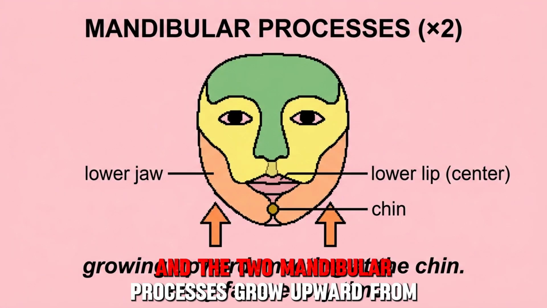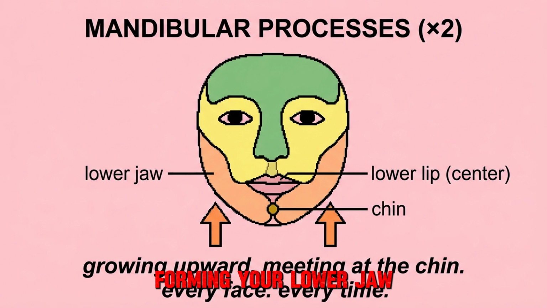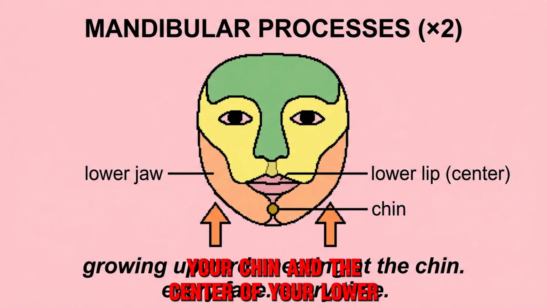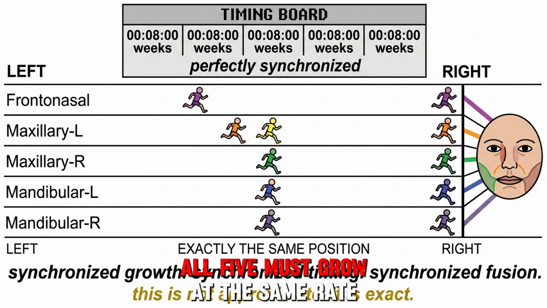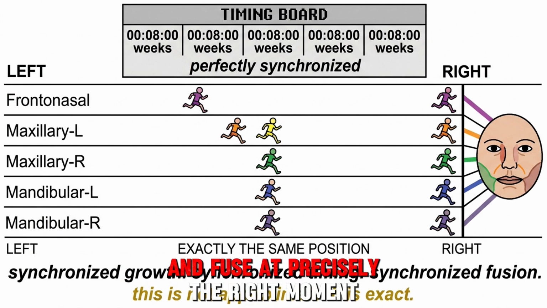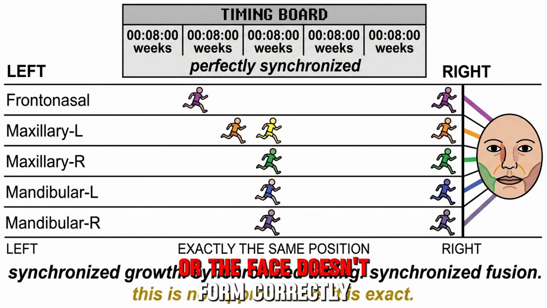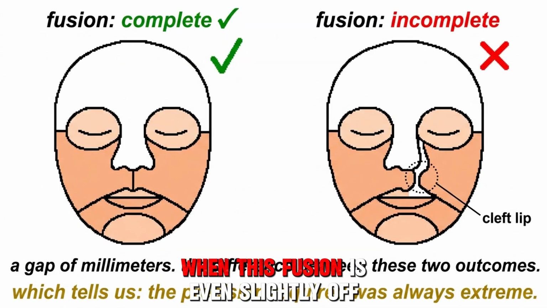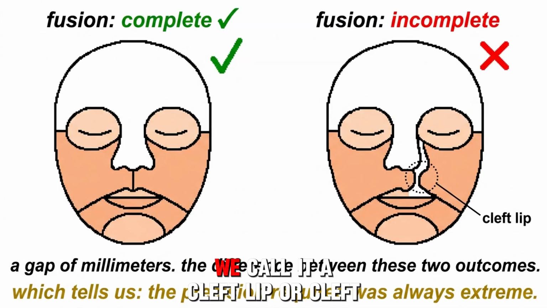And the 2 mandibular processes grow upward from below, forming your lower jaw, your chin, and the center of your lower lip. All 5 must grow at the same rate, in the same direction, and fuse at precisely the right moment, or the face doesn't form correctly. When this fusion is even slightly off, we call it a cleft lip or cleft palate.